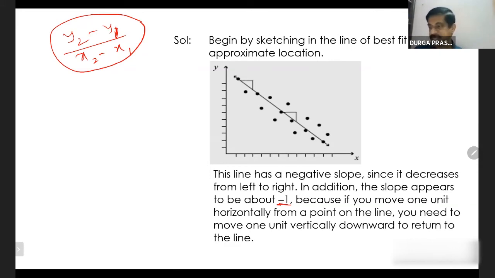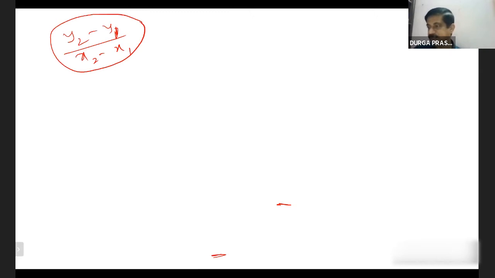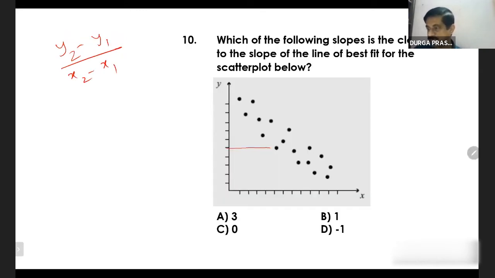As this is decreasing, it becomes minus 1. So therefore the option is B. Without all this work, without wasting so much time, we could have answered it as minus 1 because the plots are decreasing, you see. They are coming down. So the answer is D. So please note it fast.